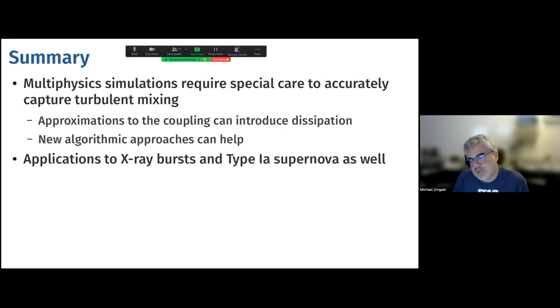I showed you the application to a massive star, but we've applied this to X-ray bursts and Type 1a supernova as well. And I think I'm out of time, at least according to my clock. So I'll stop there.